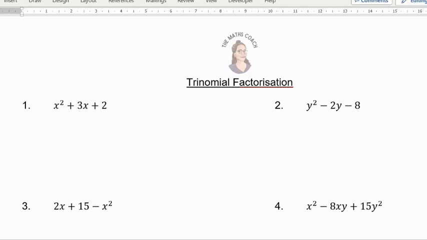Okay, let's have a look at factorizing trinomials. It's just something that you're going to have to practice a little bit, and that's okay. It will get better. A lot of students don't like this, but let's have a look.